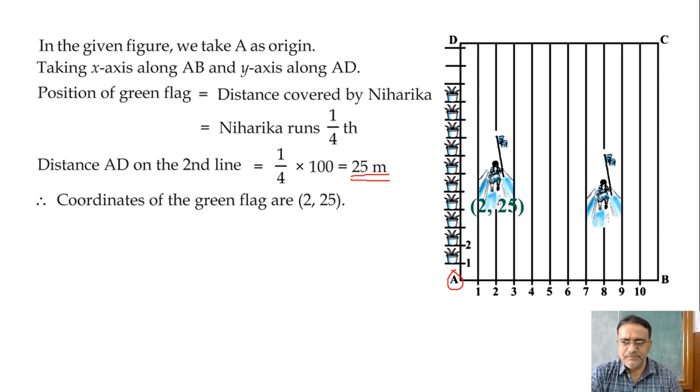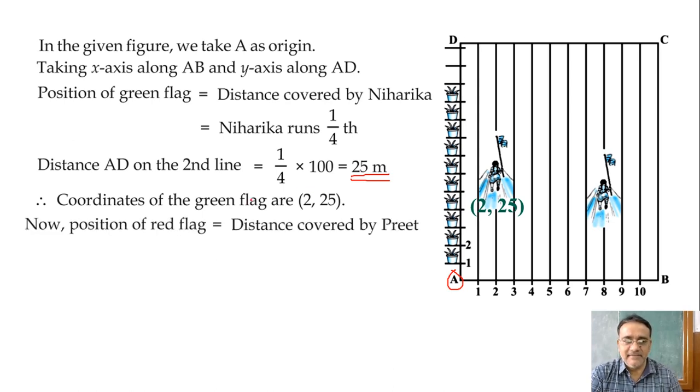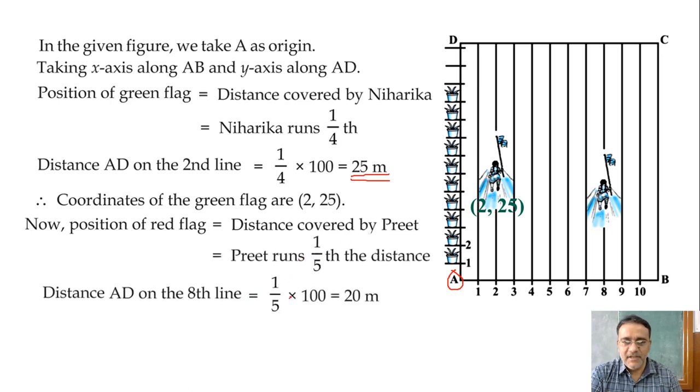Next, the position of the red flag will be equal to the distance covered by Preet, and Preet runs 1/5 the distance AD on the 8th line. Okay, so 1/5 into 100 is equal to 20 meter. So the coordinates of the red flag will be (8, 20).